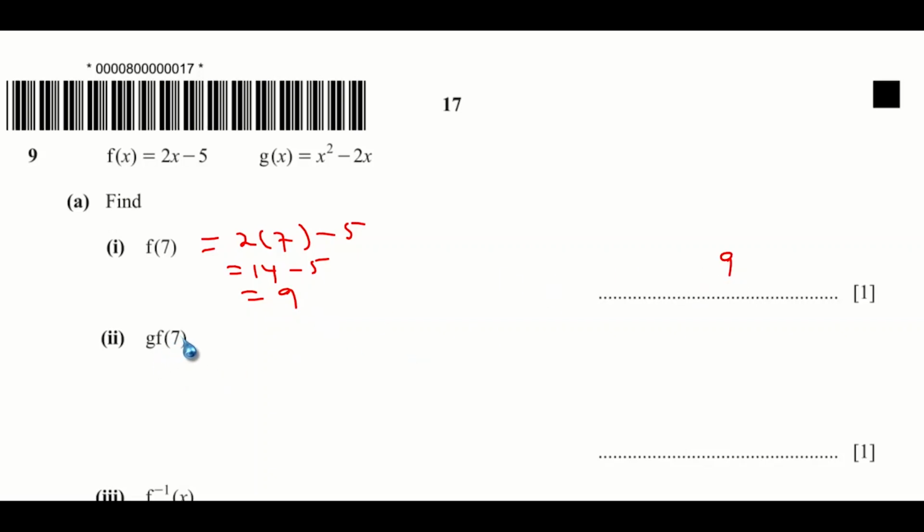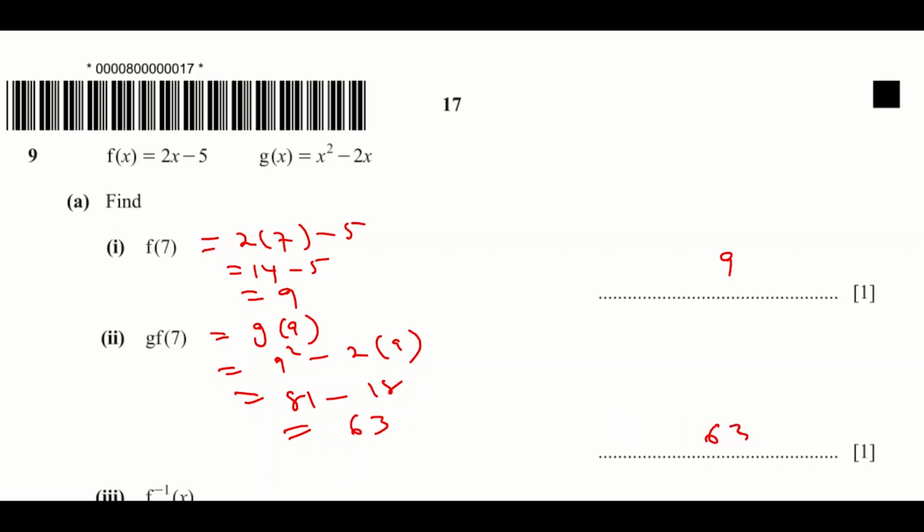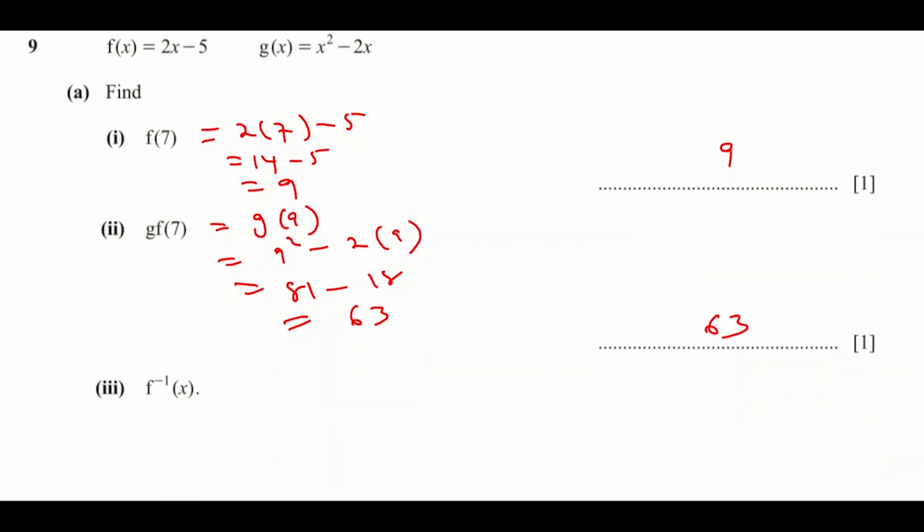So g of f of 7 will be equal to g of 9, because f of 7 is 9. So we are finding g of 9. This will be equal to 9 squared minus 2 into 9. So this will be equal to 81 minus 18, and that will be equal to 63. So we have 63 here. So let's scroll down a little bit.